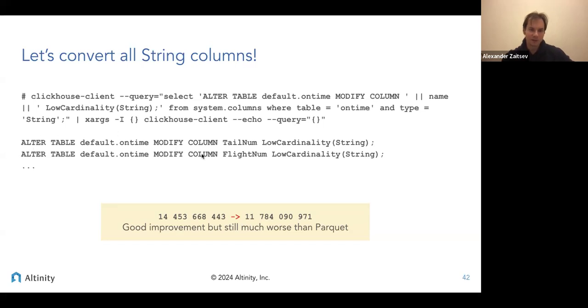And the beginning looks like that. So we start running those queries one by one. And at the end, we can check the compression or the data size. And we can see improvements, actually 30% improvement for compression, but it's still much worse than Parquet. Just to remember, Parquet was 5 gigabytes for this data. In ClickHouse, we still have 11.